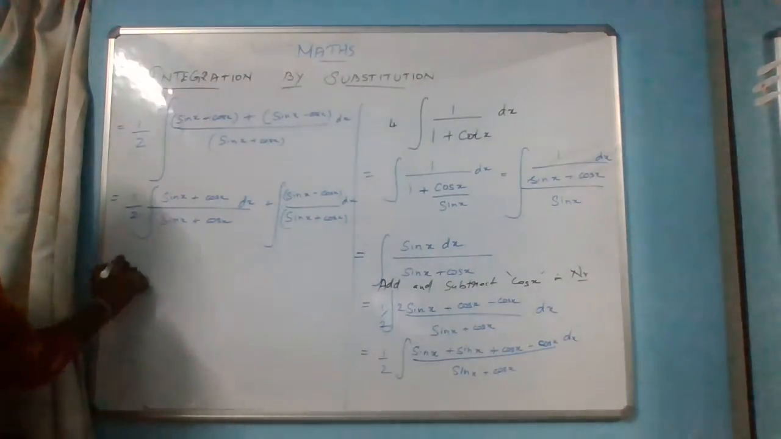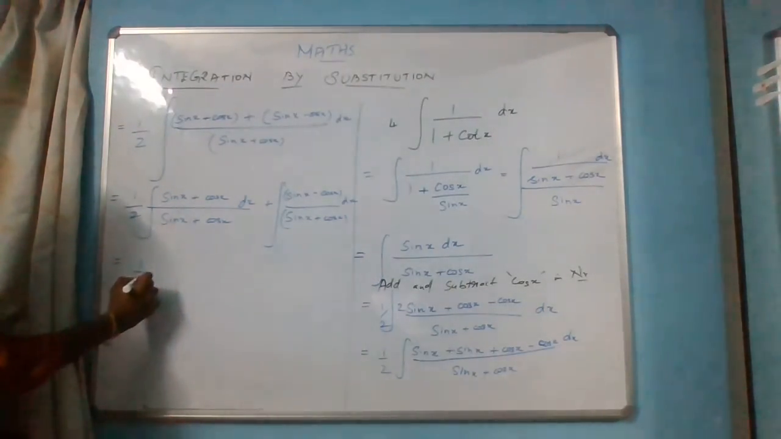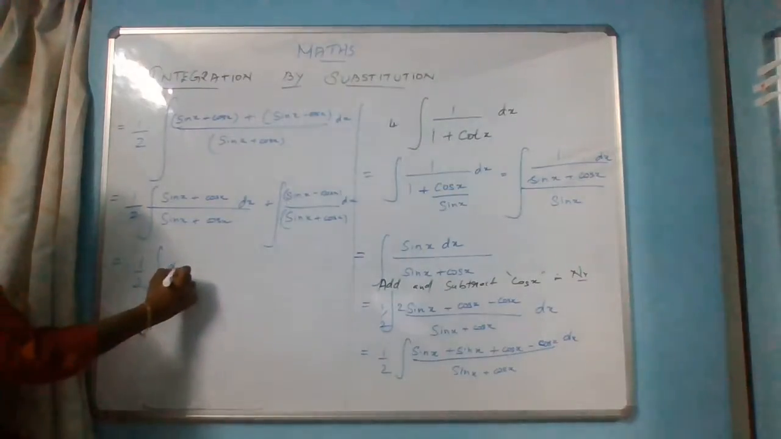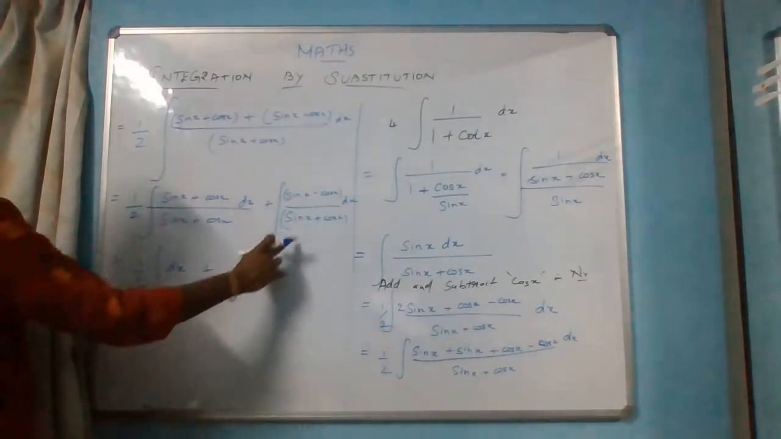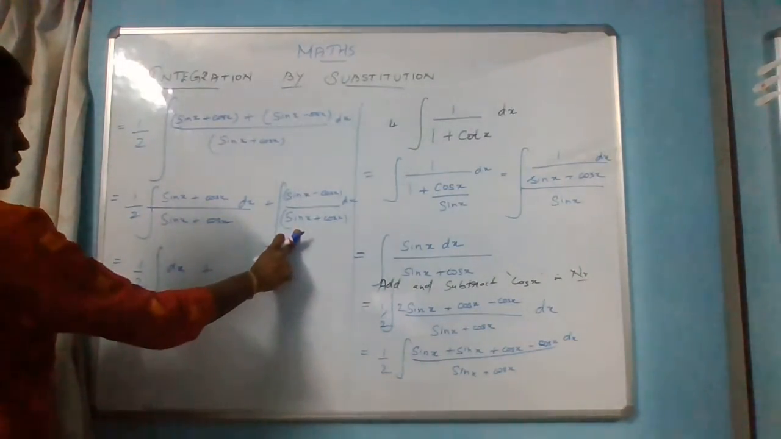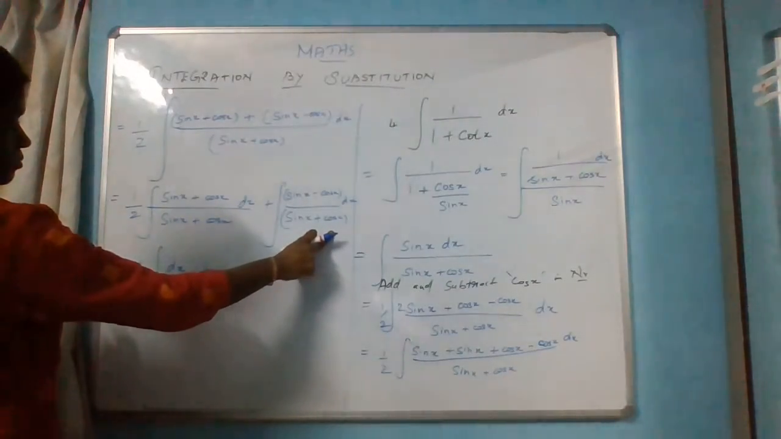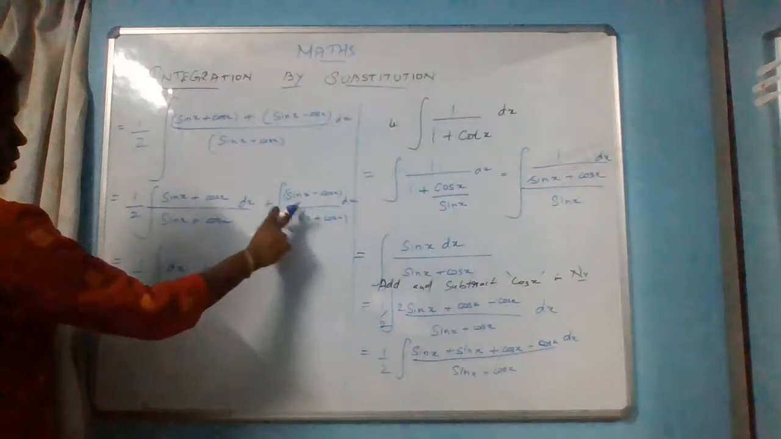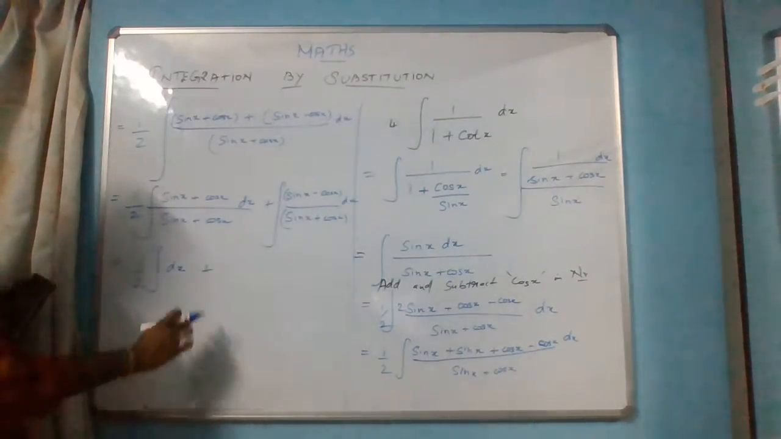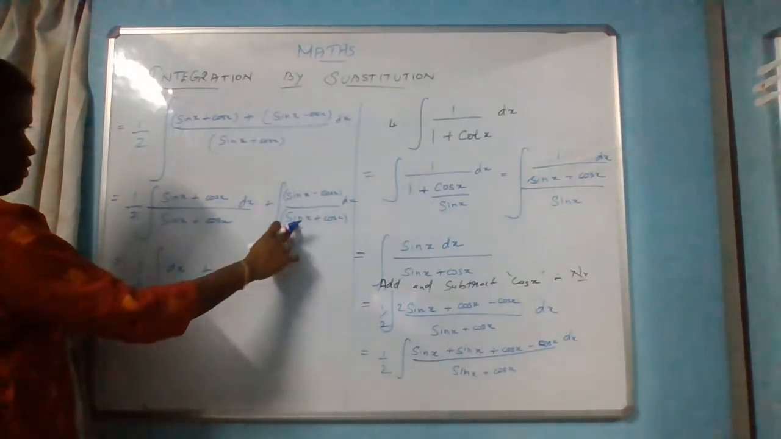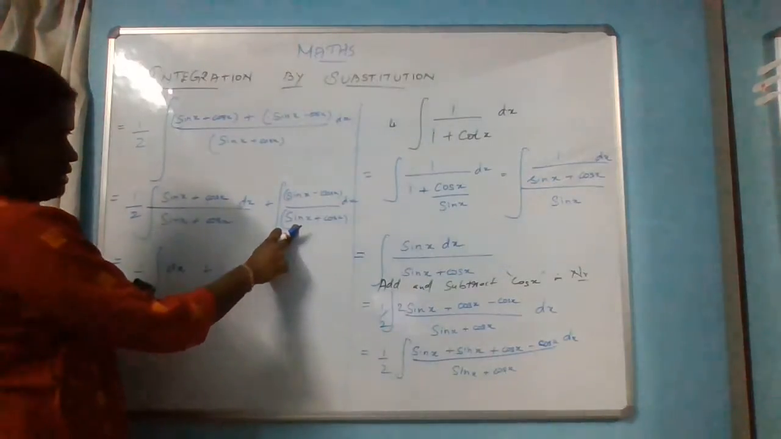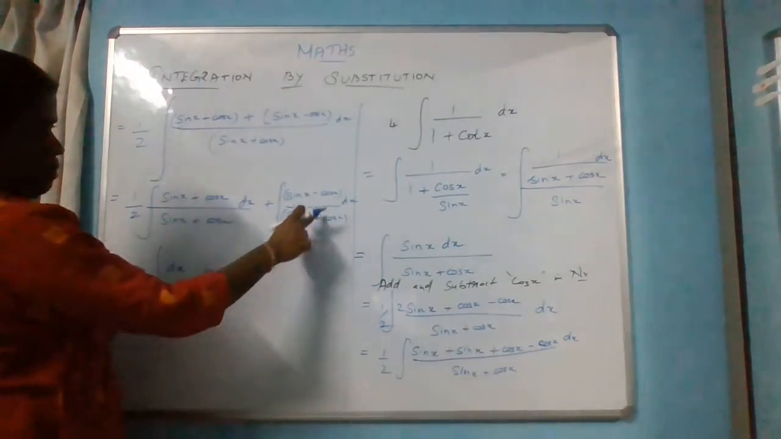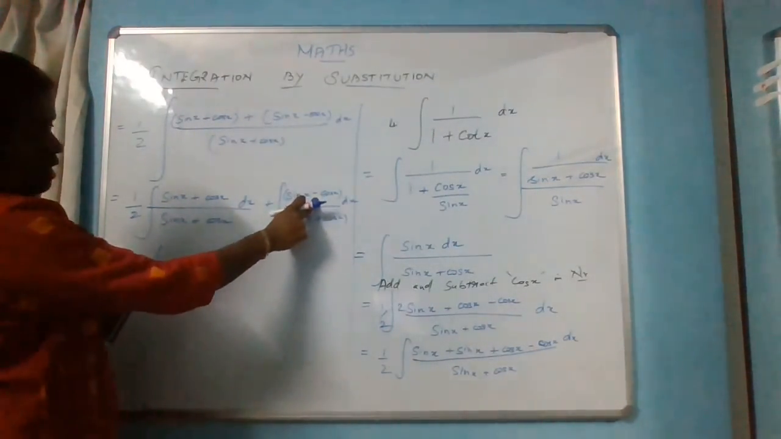So what will happen? This becomes 1. So 1 by 2 integral dx, and here when I take one term as t, I will be able to get the other term. But how this can be done is that, suppose if we had a minus sign here, so this minus sign is a problem because when I take differentiation of sin x it will give me only cos x, but here I have minus. So what can be done?